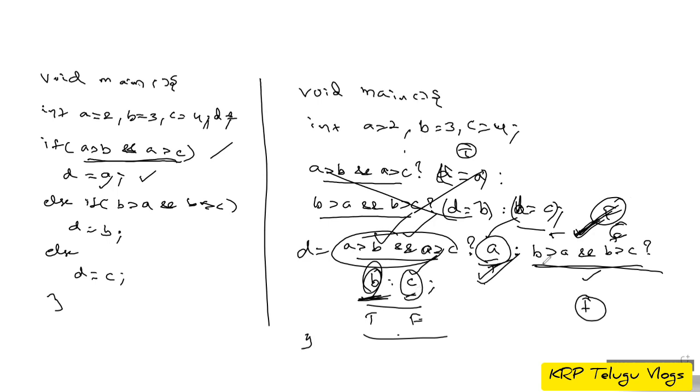So for every condition there should be a true part as well as a false part. For this condition, this is the true part and the entire thing is the false part. Clear? Yes, sir. Okay, I'll write it clearly. I have just explained it here. So now here I'll write.